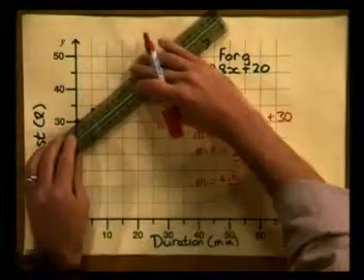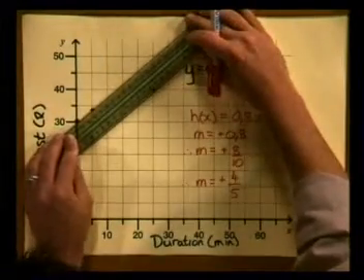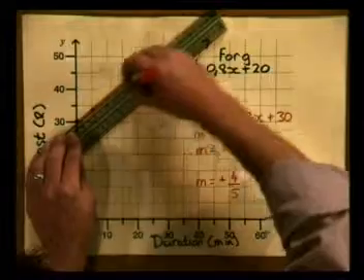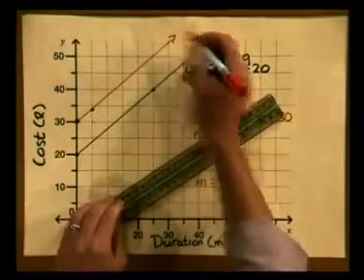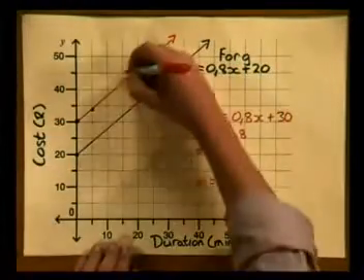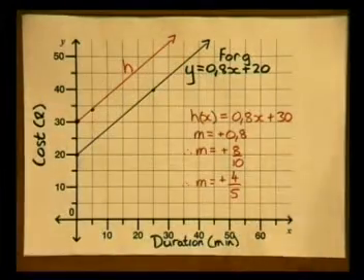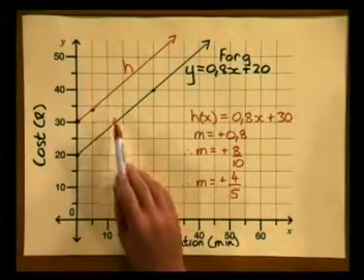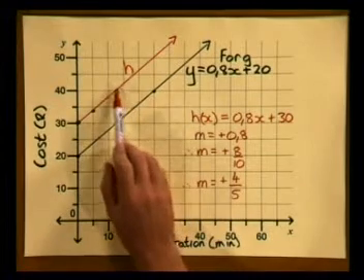And I can simply join these points with a straight line. And there is the graph of my function h. Now, look carefully at the slopes of g and of h.